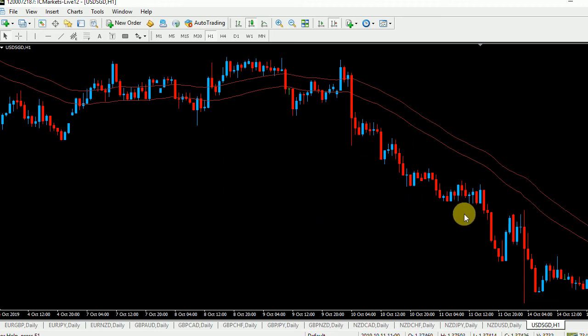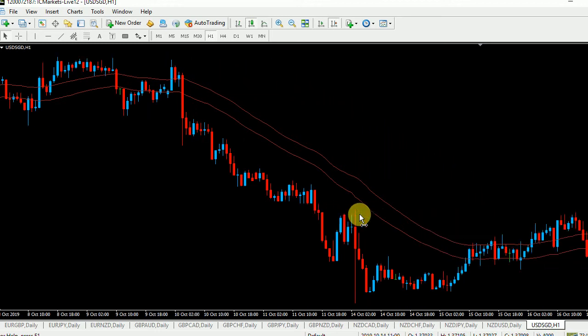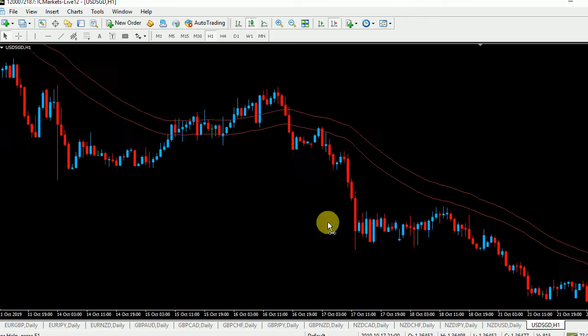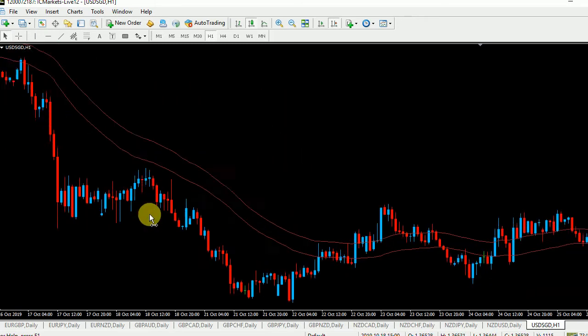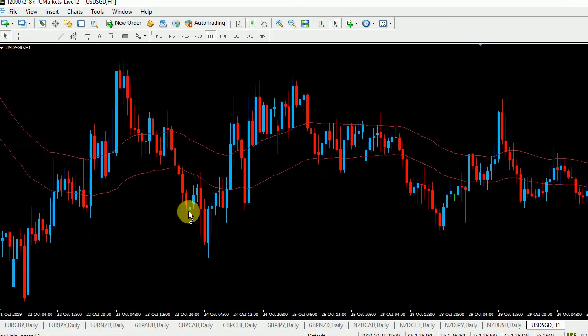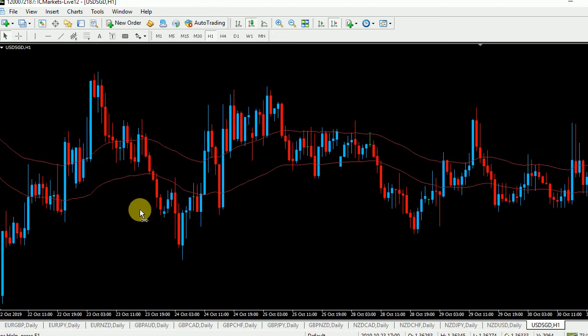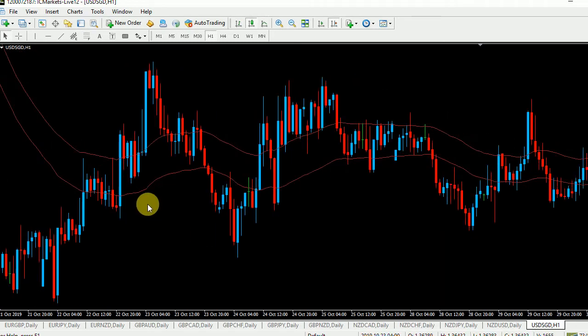Now we will find a choppy market, and then we'll see how it works. We got here some choppy or flat market. So let's explain how it works.